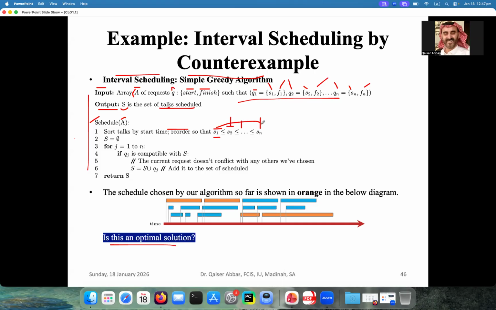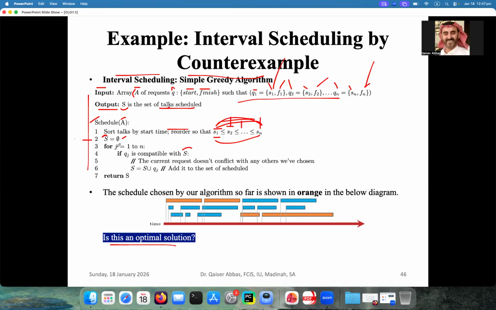Our logic is based on this starting time. Initially we take S as empty, and then we have a loop for j equal to 1 to n, according to the size of the requests. Then we check whether Qj is compatible with S. S is a set which will have elements, but initially it does not have any request in it.